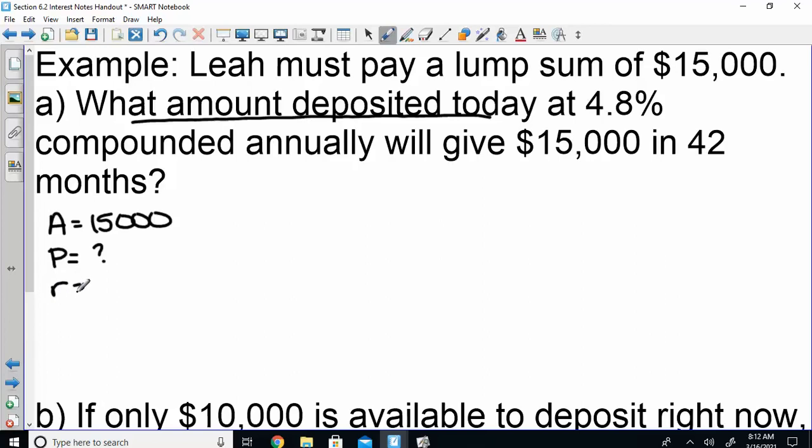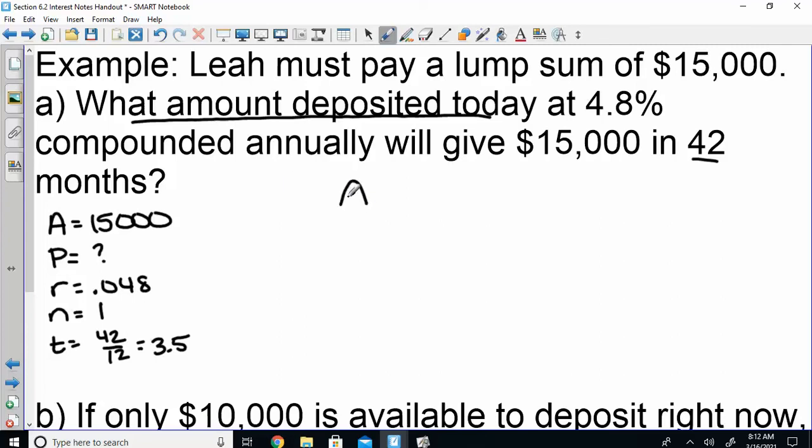My rate would be, always just move your percent, if you have a percent, move the decimal back 2 spots. Compounded annually, so N annually is 1 time per year. 42 months. So my time has to be in years. How would I change 42 months to a year? 42 over 12 because of the 12 months in a year, and we get 3.5 years.